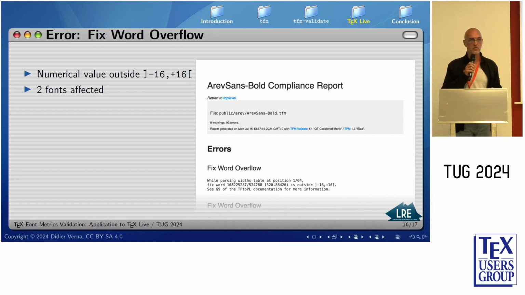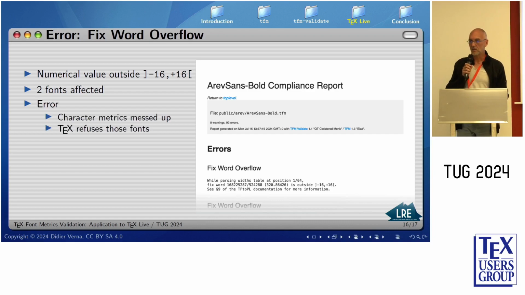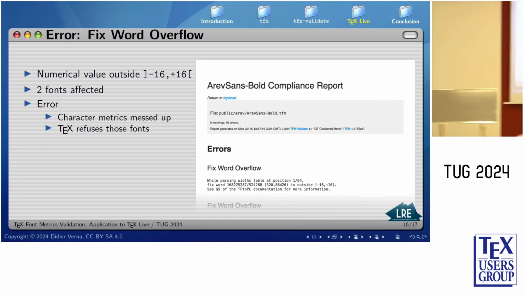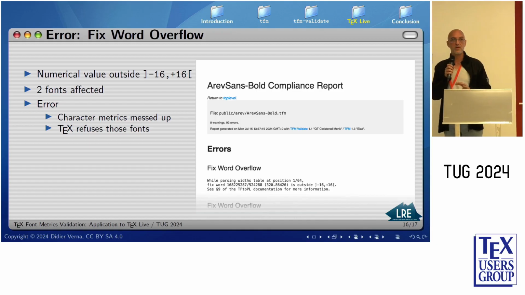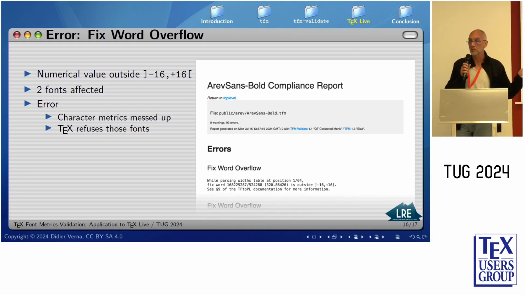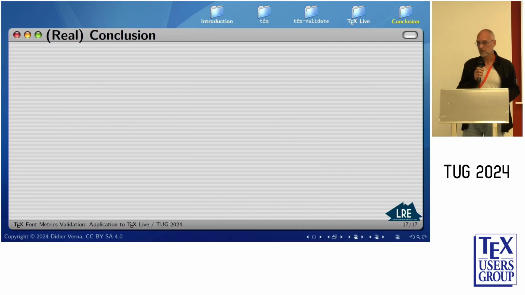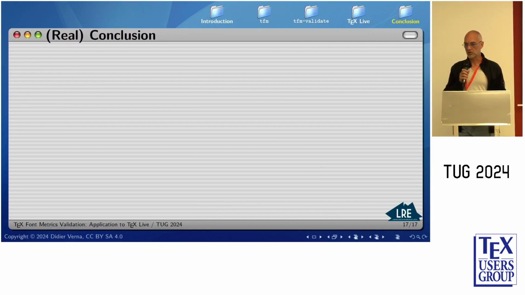So those fonts are completely dysfunctional. The character metrics are completely messed up, and this one, for instance, you see that there is a repetition of this error 92 times. So probably it means that the width, height, and depth tables are completely corrupted. And in fact, this is a serious problem because the font is unusable, and as a matter of fact, TeX will refuse to use those fonts, okay? It says bad font metrics. So this is a true error. Okay, so this is the real conclusion this time.